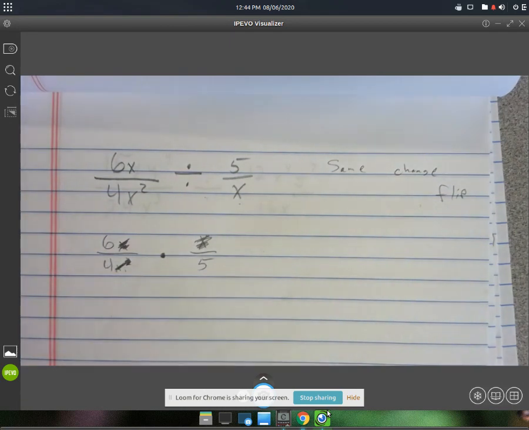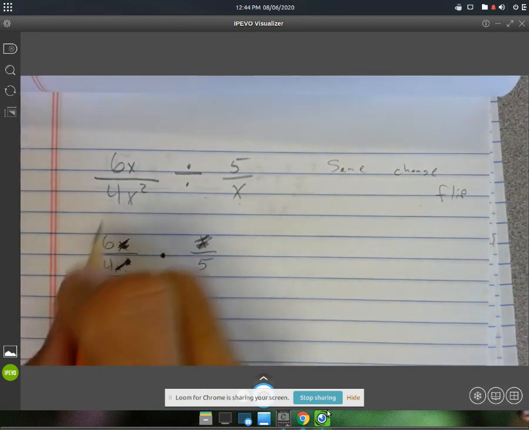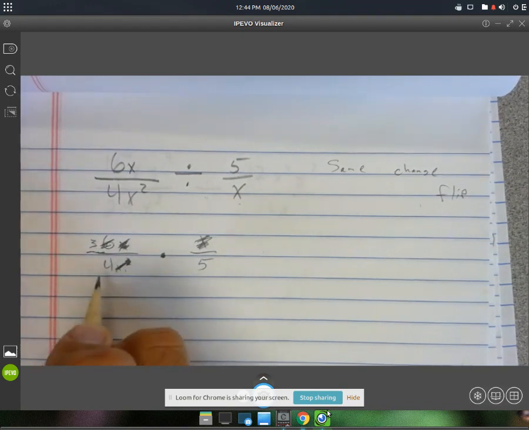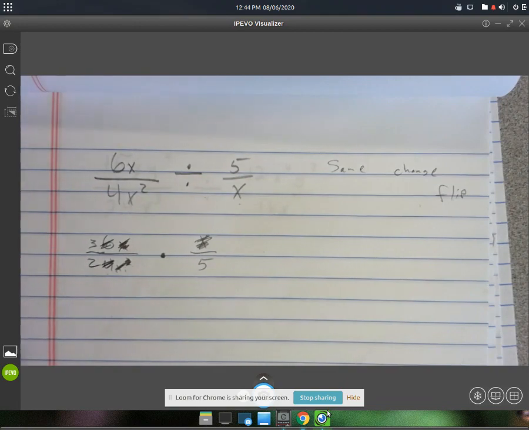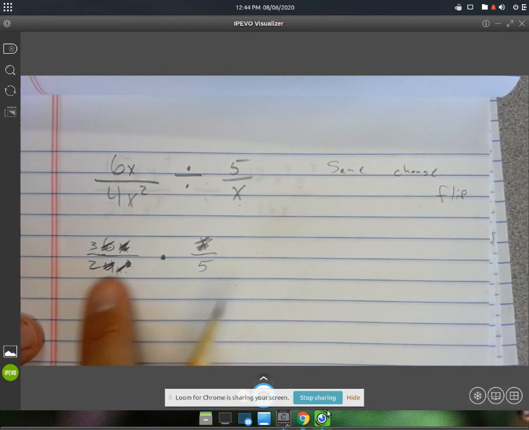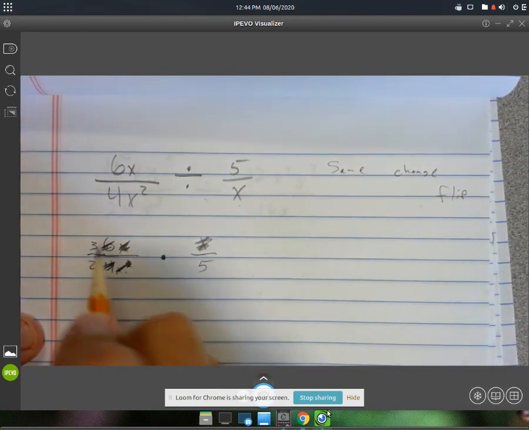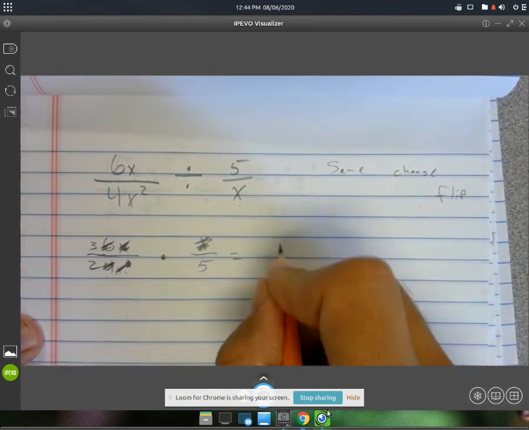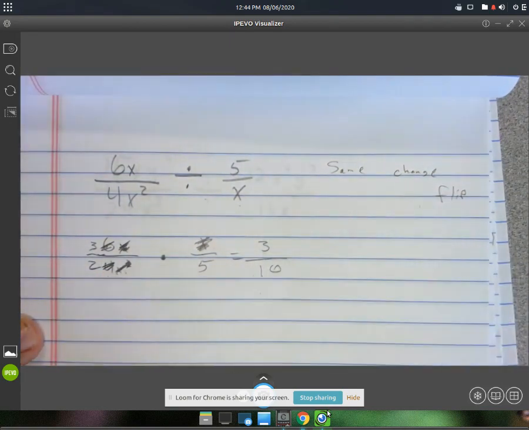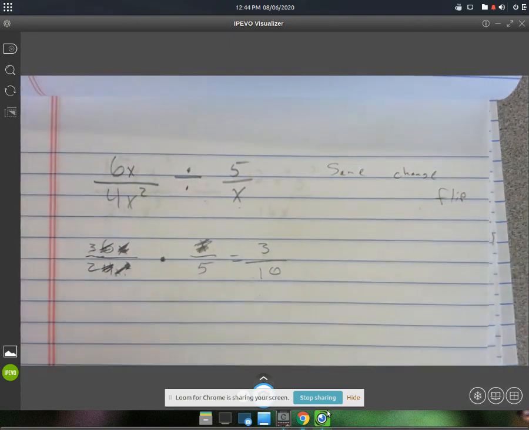6 and 4 will simplify. You can divide them both by 2. All right, so if you divide this by 2, you'll get 3. Divide that by 2, and you'll get 2. And that's all you can do. 5 and 3 won't cross simplify, so you're done. You can just multiply straight across. 3 times 1 gives you 3, and then 2 times 5 gives you 10. All right, moving on.